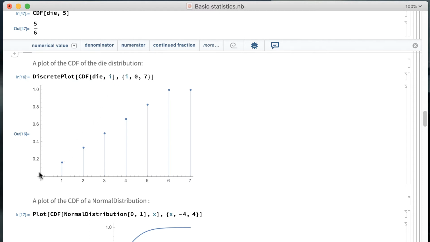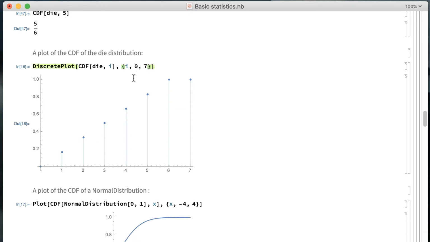We can look at a plot of the Cdf values as the argument goes from 0 to 7, and we see that at 0, the probability that you're going to get something that's less than or equal to 0 is 0. At 7, the probability that a roll of a die is going to be less than or equal to 7 is 1, and it has these interim values in between.